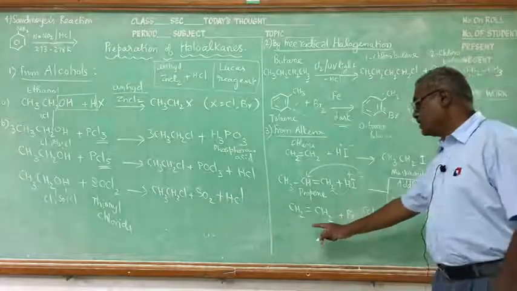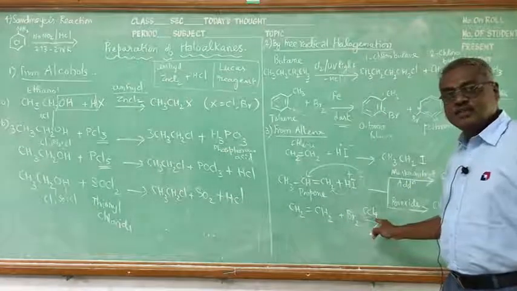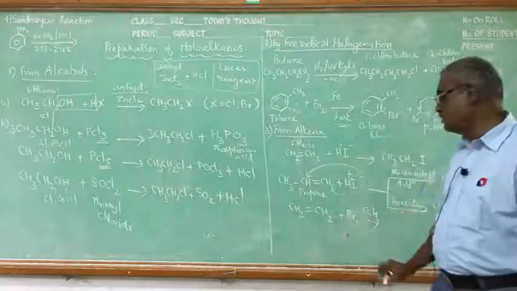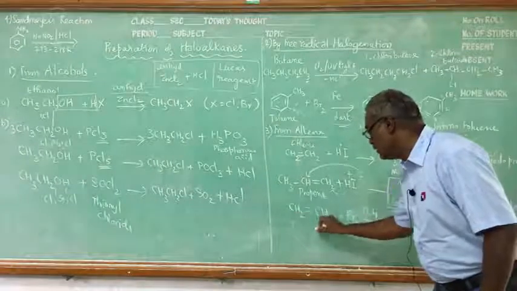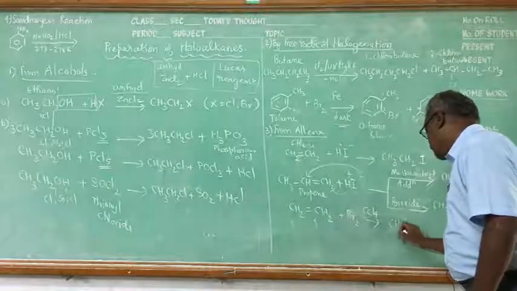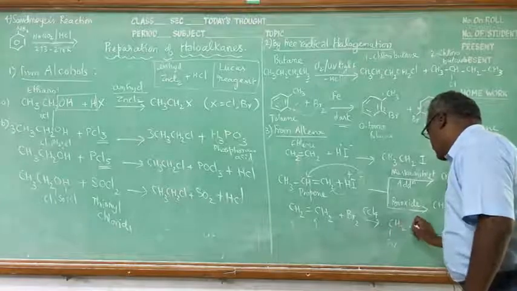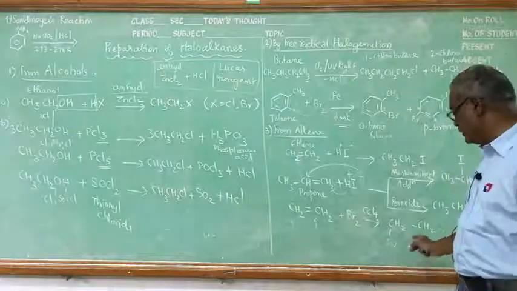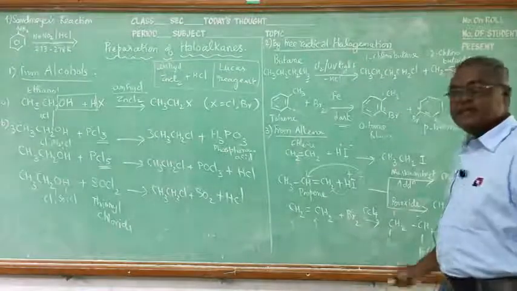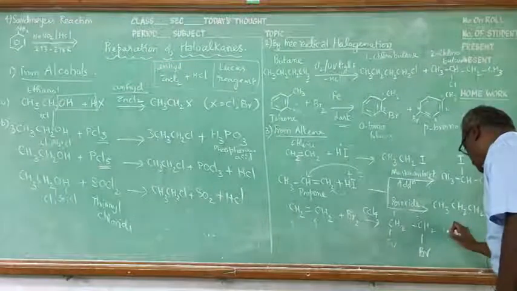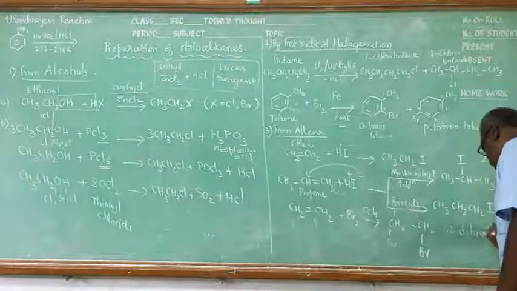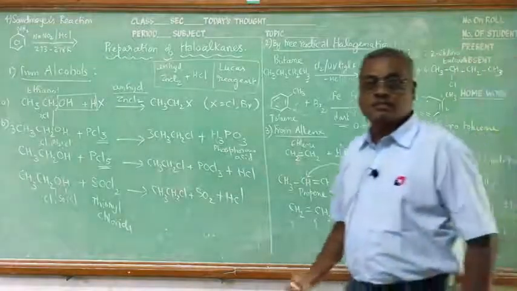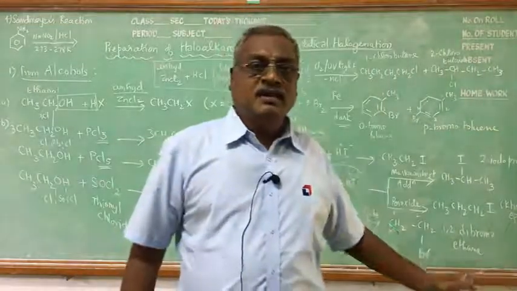Then the last one: when an alkene is treated with bromine in CCl4, bromine will dissolve in CCl4, carbon tetrachloride. When treated with bromine in CCl4, bromine will combine at both places. So we will get CH2Br, a dibromo compound. What is the name of this? 1,2-dibromoethane is the name of this compound. We have already studied it in the classification.